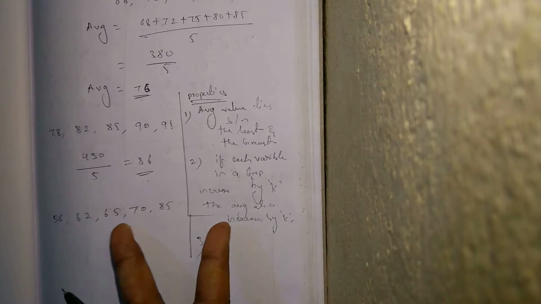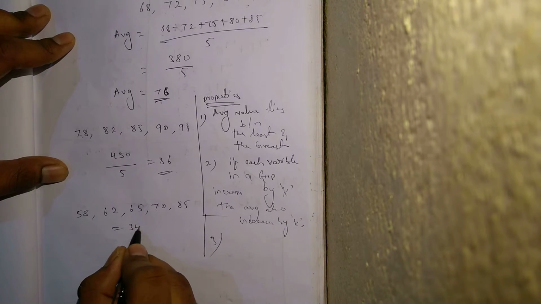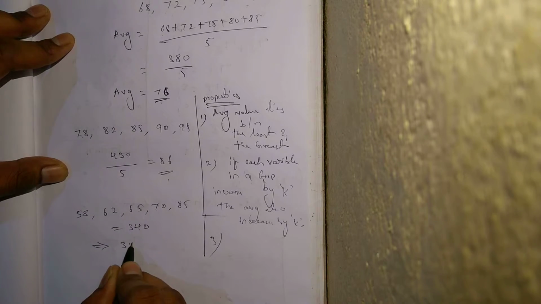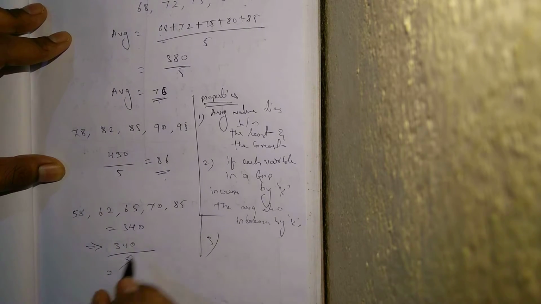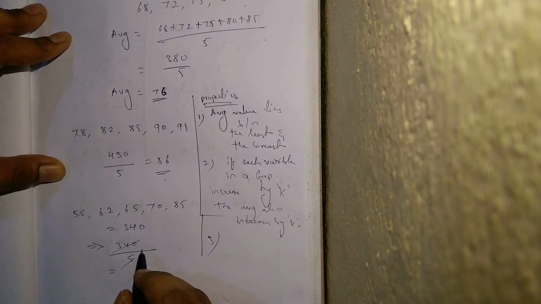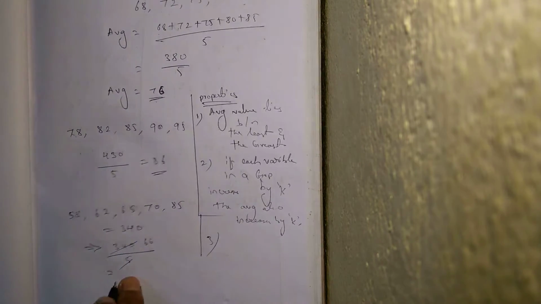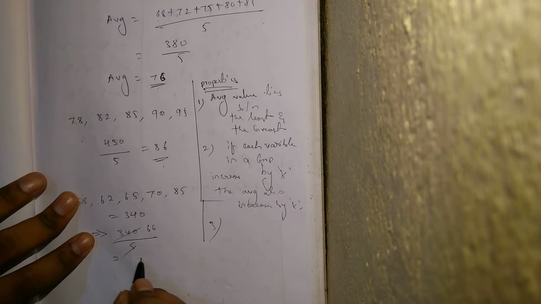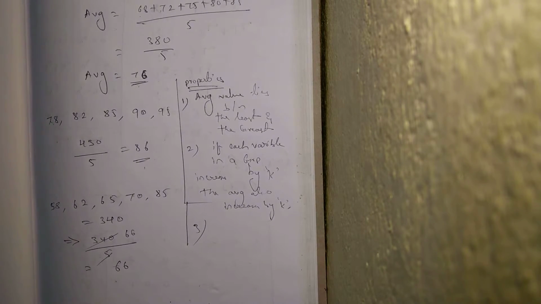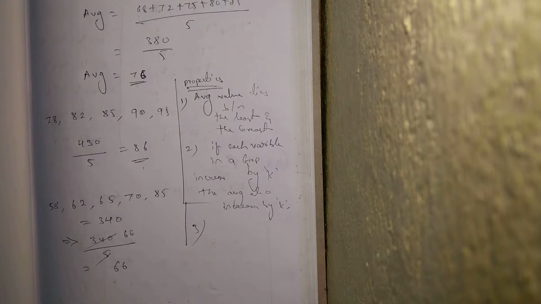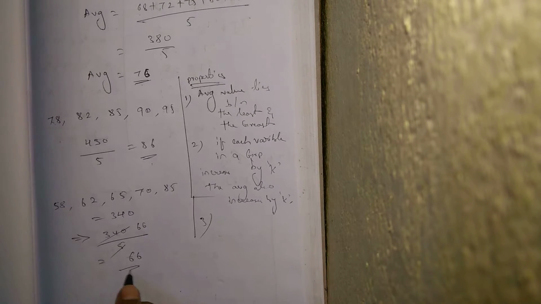So 58, 62, 65, 70, 85. And when you add up all these marks, you'll get 340. So your average will be what? 340 by 5. And when you cancel this, 5 into 66 is equal to 340. So the new average is 66. So what I can say is, if each and every variable in a group decreases by k, then the average also decreases by k. So I hope you understand.